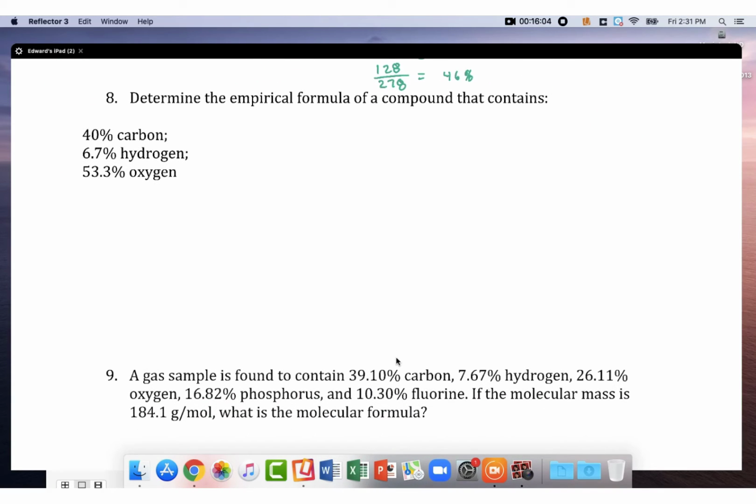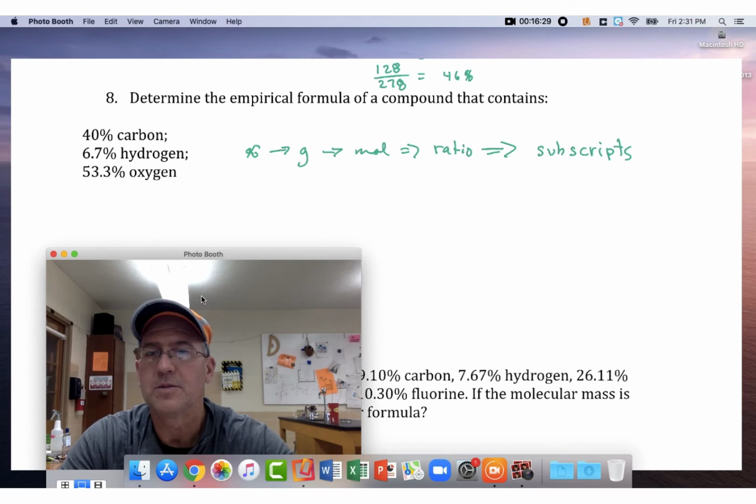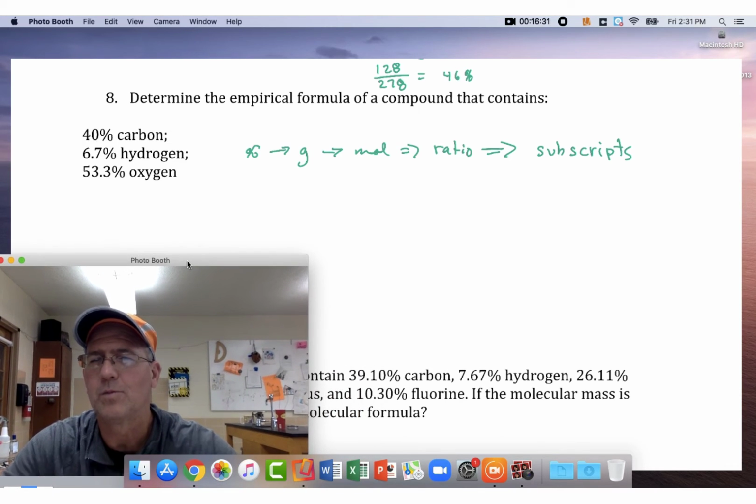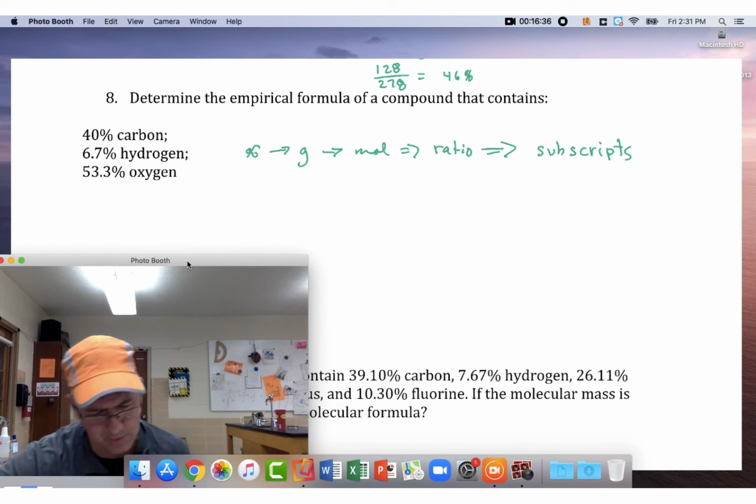Okay, we're going to determine the empirical formula. Empirical formula, remember, we have a pattern to follow. We're going to go from percent to grams to moles. Then we're going to do a ratio. And then that ratio is going to be converted into the subscripts. Right? And let's put my duck face. All right, here we go.